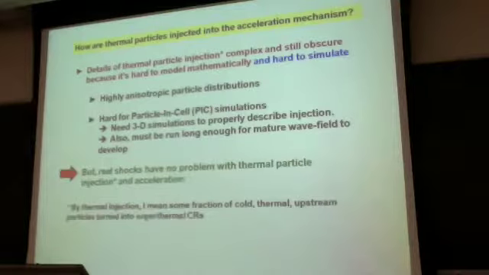Now, it's been a question from the very beginning of shock acceleration how thermal particles are actually injected into the mechanism, how to describe this. This is hard to describe. It's complex mathematically. It's hard to simulate for various reasons. But what we know from our observations is that real shocks have no problem with thermal particle injection. And I say this here because this has been controversial over the years, and I just wanted to emphasize this.